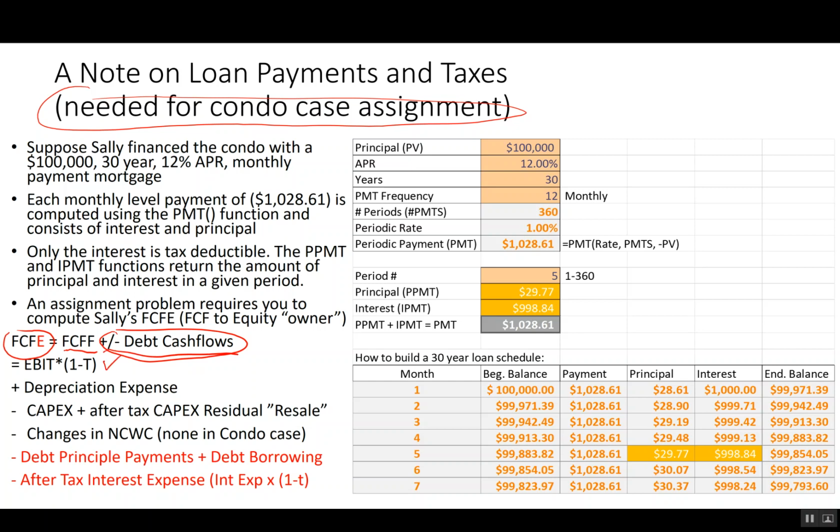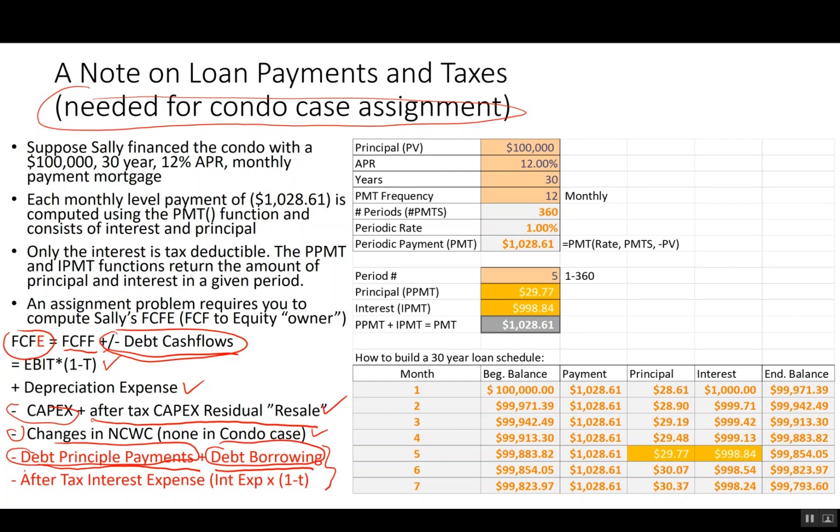So in other words, you take your EBIT times 1 minus the tax rate, you add back your depreciation, you subtract your CapEx. By the way, we're going to add the after-tax residual. We take care of our working capital. There's none in the condo case, but here are the 2 differences. Since this is free cash flows to equity, we're going to subtract any principal payments on the loan. We're going to add any debt borrowing. So that's going to be a positive cash flow when you borrow the money. That's going to be a negative cash flow as far as the payments, the monthly payments or the quarterly payments.